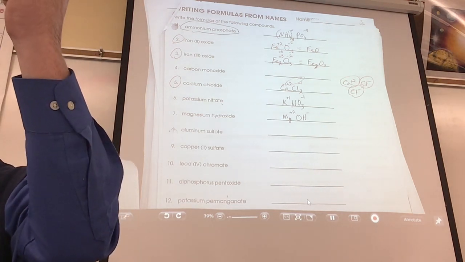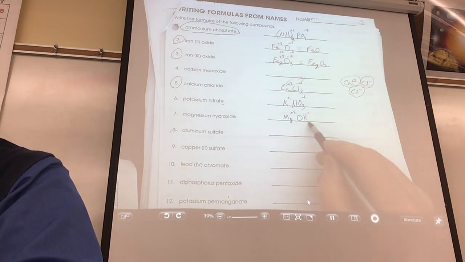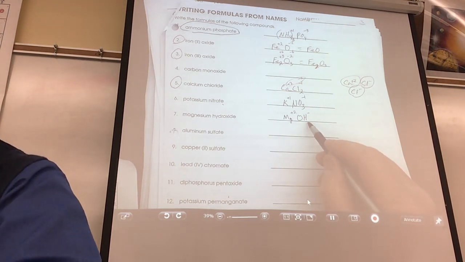2, what are they called? This. 2 what? 2 hydroxides. How do you say I need 2 hydroxides? You can't put a 2 here. That's 2 hydrogens. I need 2 of the whole thing. What are you going to do?